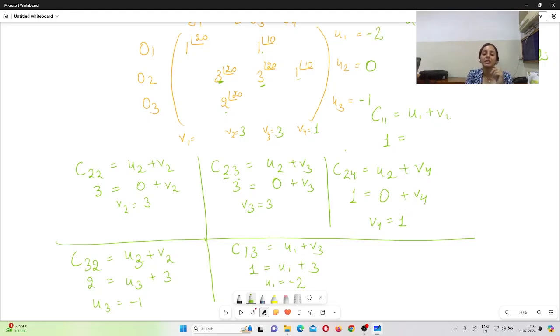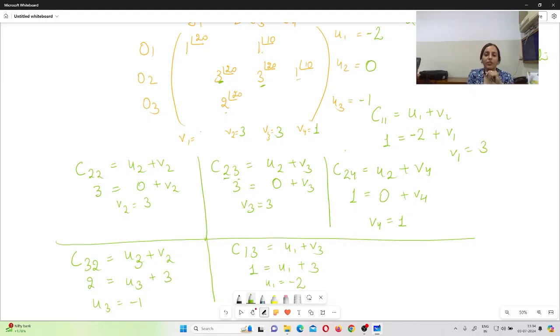Now after completing C13, are we able to find the value of C11, putting the value over here, that is minus 2, and V1, that we do not know. Now, are we able to find the value of V1 from this? Yes, we are. That is 1 minus minus 2, which will be 3. So the value comes up: V1 is equal to 3.